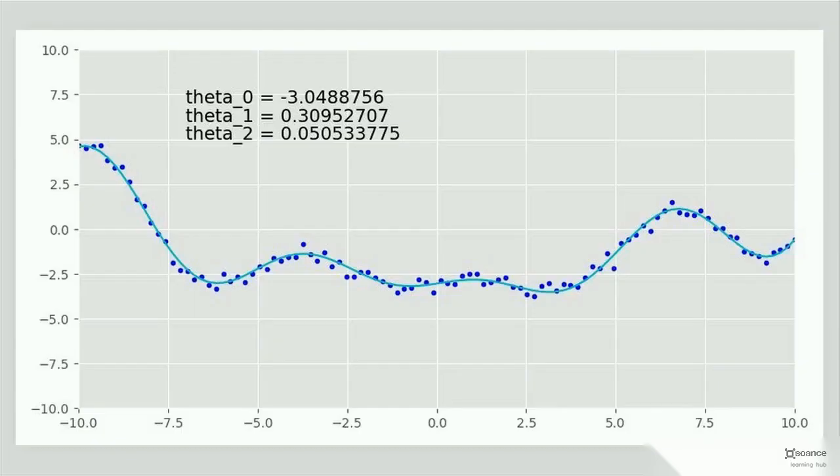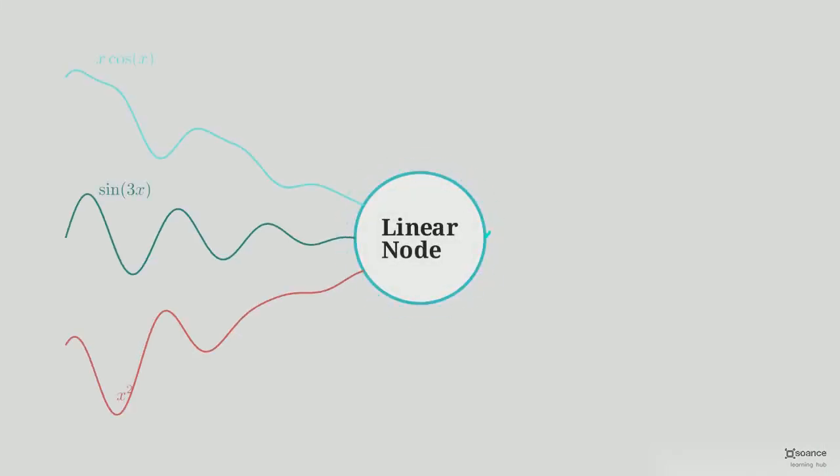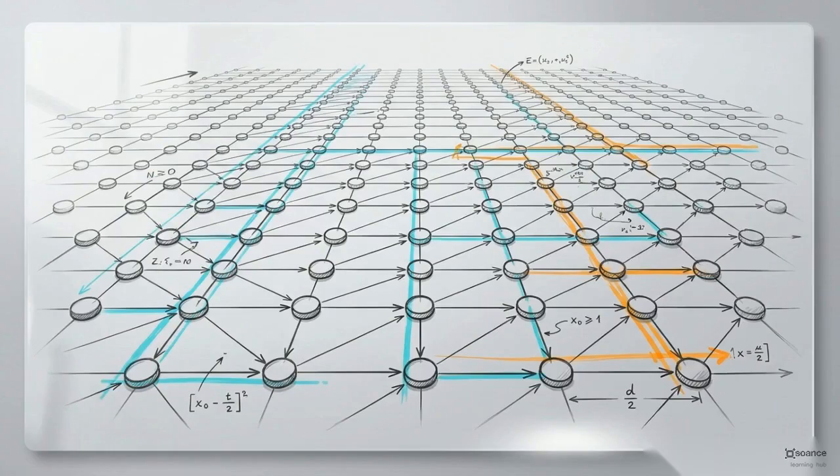This final plot reveals the outcome. Our single linear neuron successfully bends to trace the complex wave of the data. Mapping complex features through a basic linear node allows us to model difficult mathematical functions. It forms the core, scalable building block that all deep neural networks rely on.